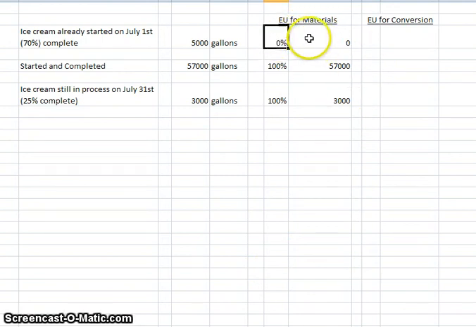You didn't need any materials in order to finish the ice cream that had already been begun on July 1st, right? But for the ones that were started and completed during the month, you needed all of the materials. And for the ones that were in process on July 31st, the ones that had already been started, you needed 100% of the materials in order to produce that as well.